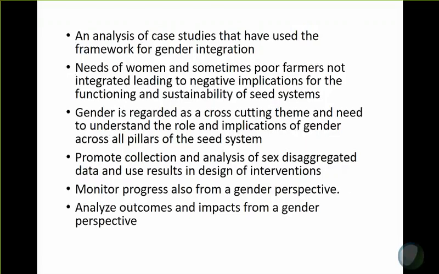And also, as part of this framework and gender mainstreaming, when you are monitoring progress, we also need to monitor progress from a gender perspective. And we have developed some working papers that show how this monitoring can be done. And when you are analyzing the outcomes and impacts of the seed systems using this framework that was introduced by Jorge, you also analyze the outcomes and impacts from a gender perspective. I think the new version shows how that can be done. So in brief, that is how we have tried to integrate gender into the framework. Many thanks, Netzai.